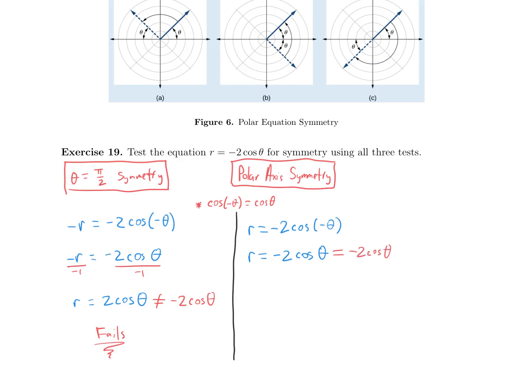You can see that right up here. This is the original equation that we started with, and sure enough, it is the same. So this one passes the polar axis symmetry test. There is going to be polar axis symmetry. Let's just highlight that to emphasize that there is polar axis symmetry. All right, the final test is going to be the origin symmetry or the pole symmetry. So let's write that.